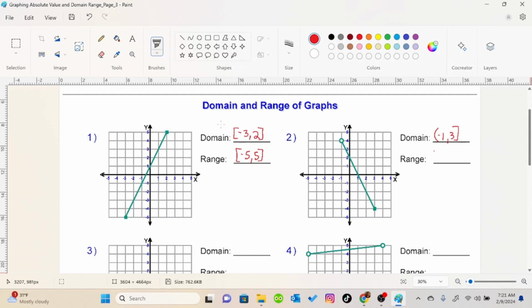Range, the lowest y value is negative 4, and that is a solid point, so it's included. And the largest y value is positive 4, but there is an empty point, so that is not included.